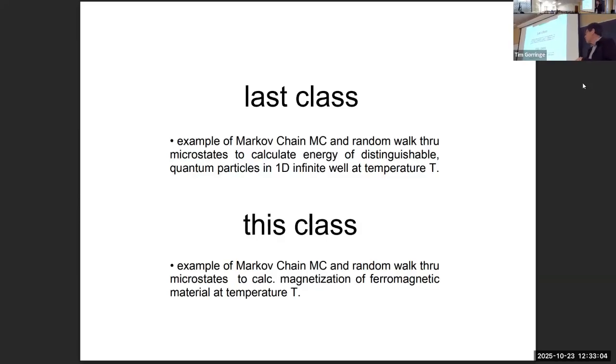So last class, we talked about Markov chain Monte Carlo and the application of calculating the internal energy of a gas based on the temperature of the gas and based on this random walk through the microstates of the gas. In this class, we're also doing a Markov chain Monte Carlo. We're going to think about the magnetization of a solid ferromagnet, and we're going to solve it by taking a random walk through the microstates of the ferromagnet.